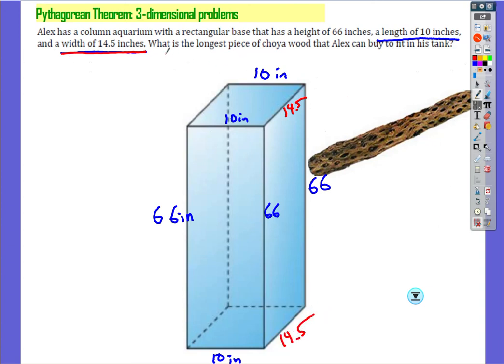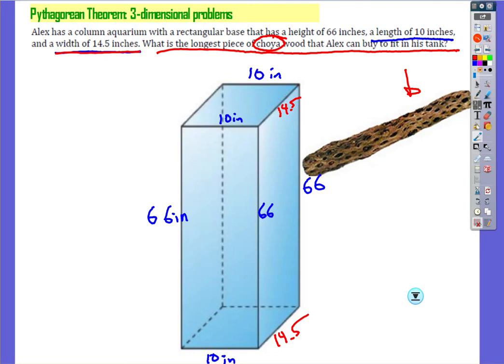And now, what is the longest piece of cholla wood that would fit in his tank? I'm not even sure what cholla wood is. If you ever try to finagle something into a rectangular shape, you know the best way to fit it in is to go across like this, from one corner up to the opposite one, and that's the longest piece. If you ever messed around with this in real life, I think you'll find that holds true.